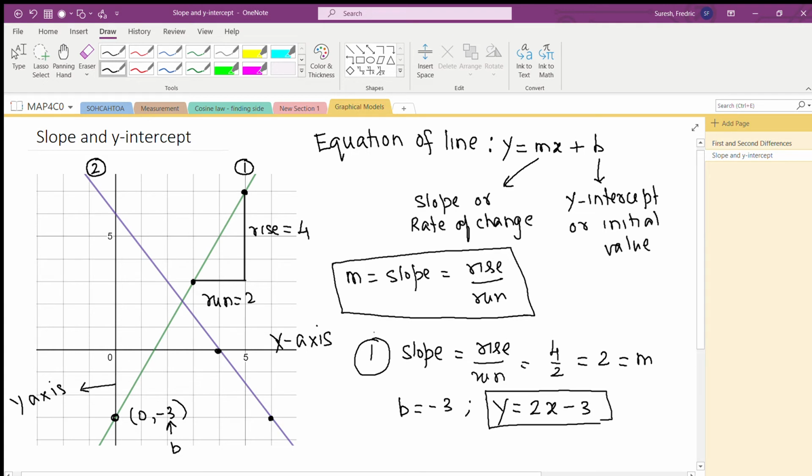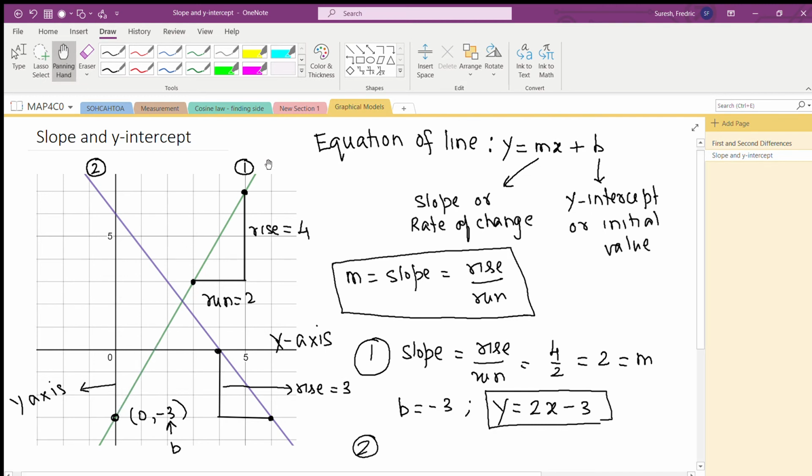All right, let's find the equation of the second line. To do that, we need rise and run again. For the purple line, I've already chosen 2 grid points. I'm going to draw a right triangle so I can find my rise and run from this. From here, the rise is 3 units.